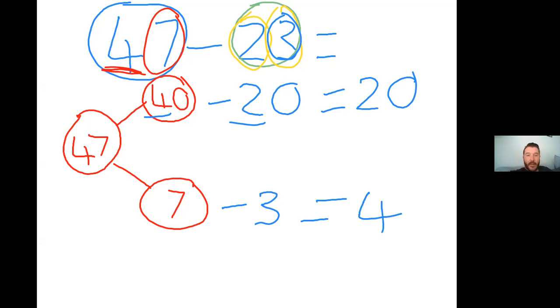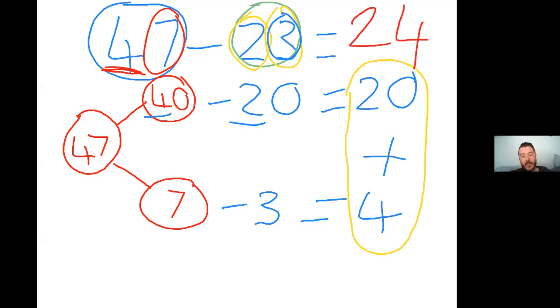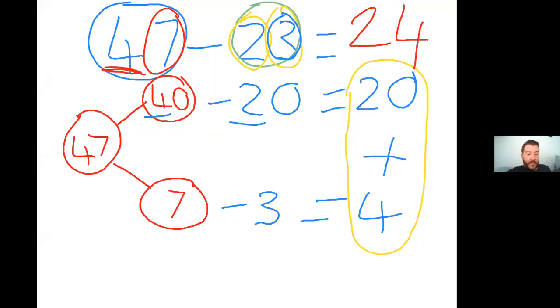So I've done all the hard part, and just like the other day when we looked at addition, we now need to just put the parts back together. So we need to put these two parts, the tens and the ones, back together. So what's 20 add 4 going to give us? It's going to give us 24, isn't it? That's going to be our answer. So 47 take away 23 is 24. Okay? So this is how we would do this for easy subtraction.